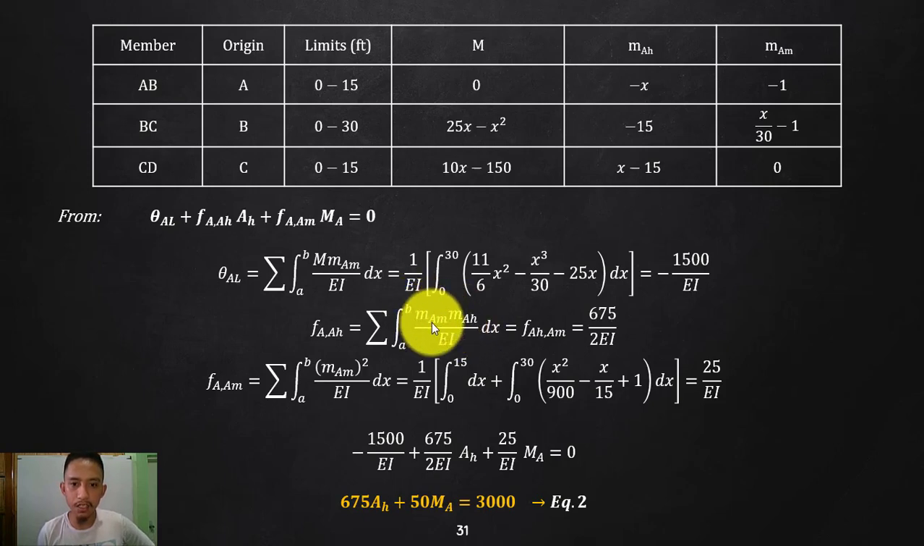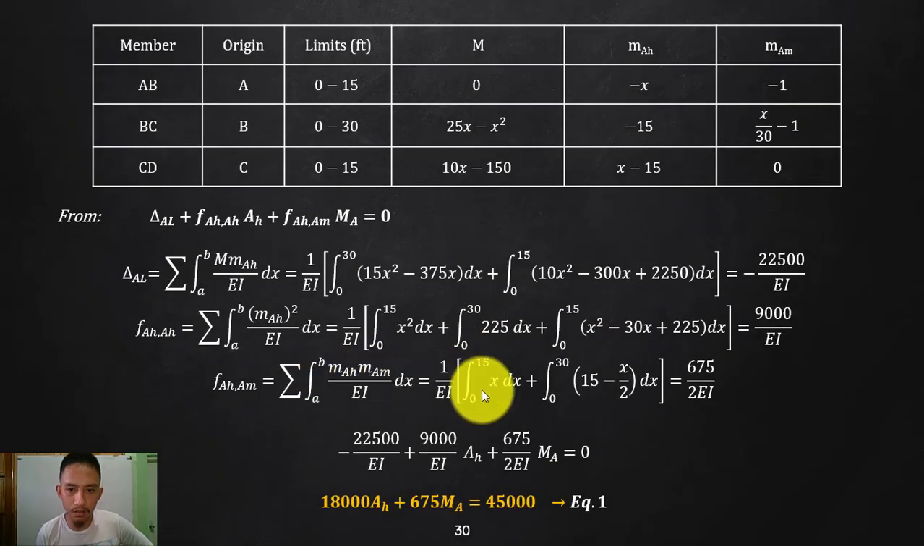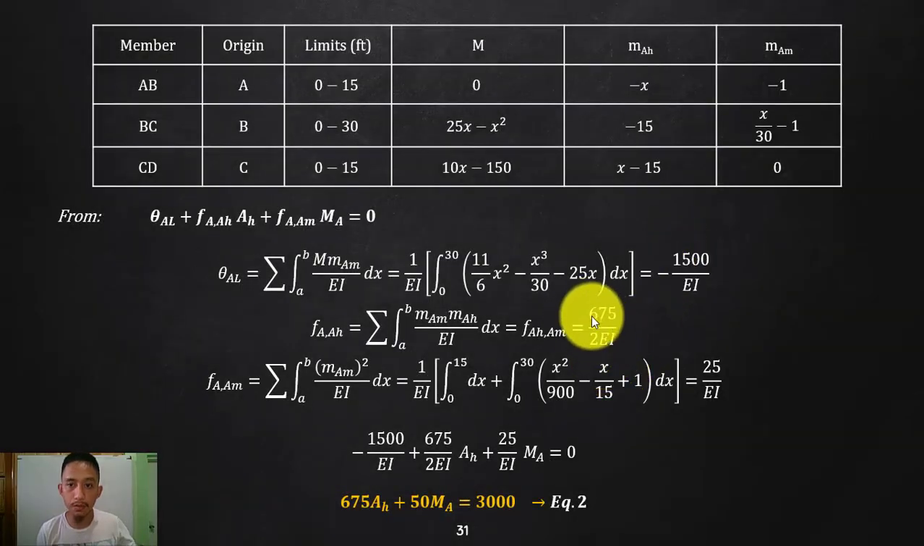arrangement. MAH goes first before MAM a while ago, but if you are just multiplying the equation, that doesn't matter. So actually, you will still end up with the same as a while ago, which is 675 over 2 EI. Okay, multiplying these two.